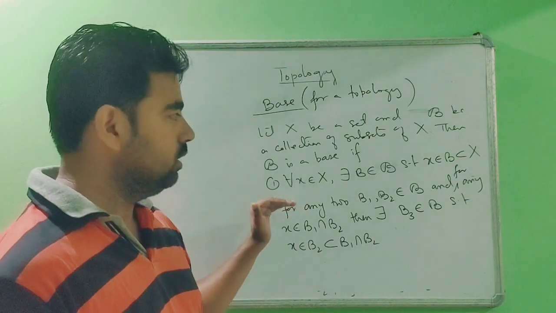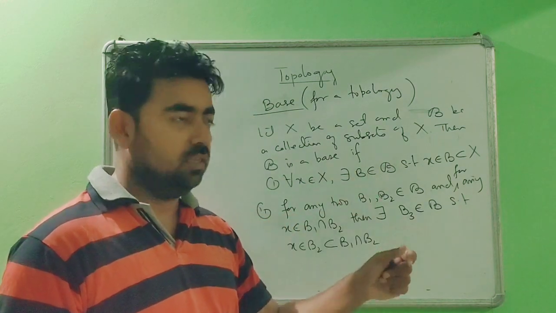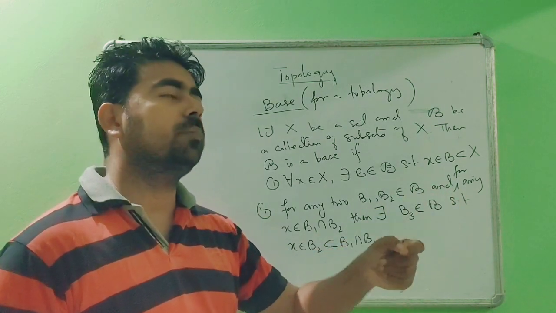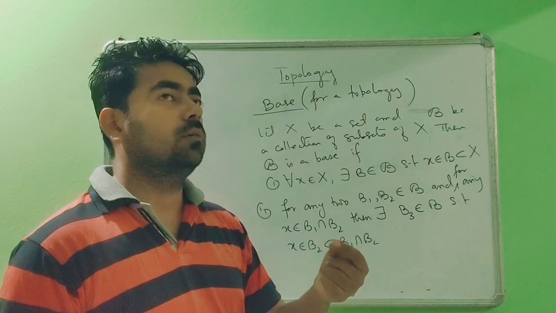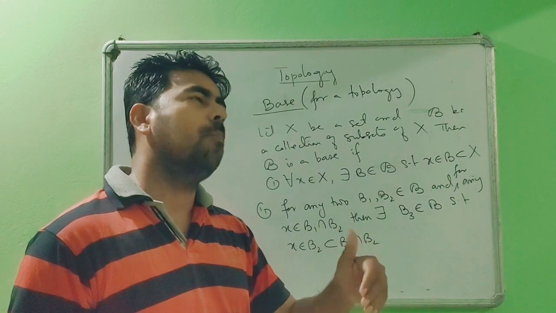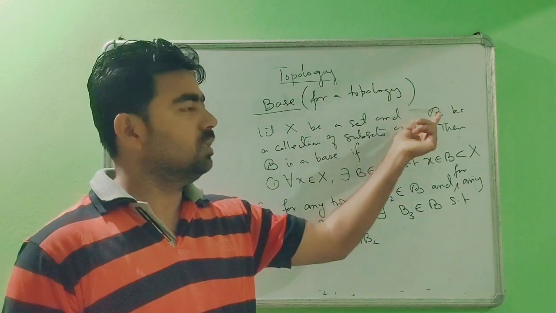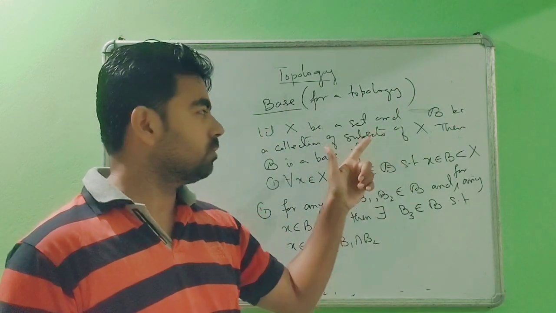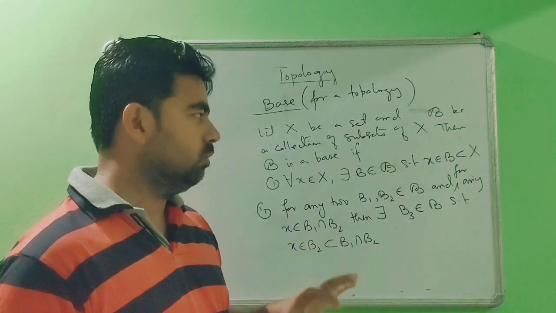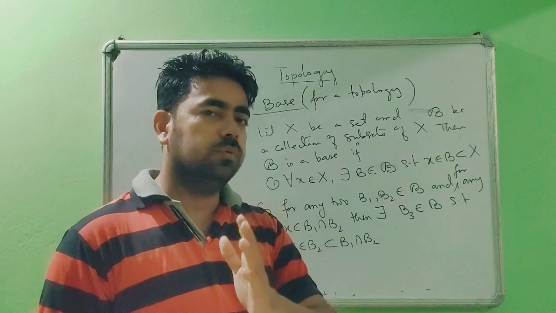This particular definition is equivalent to the definition that I have stated just before this one, that if any member of tau can be represented as an arbitrary union of members of, suppose, script B, then script B is said to be a topology base for tau. So these two definitions are actually equivalent. You can prove either one. Considering statement 1, you can prove statement 2. Considering statement 2, you can prove statement 1.